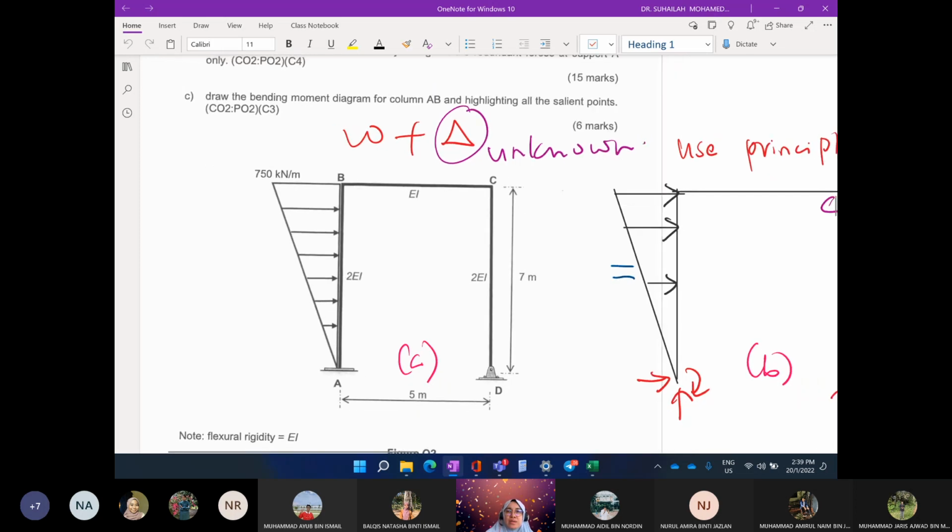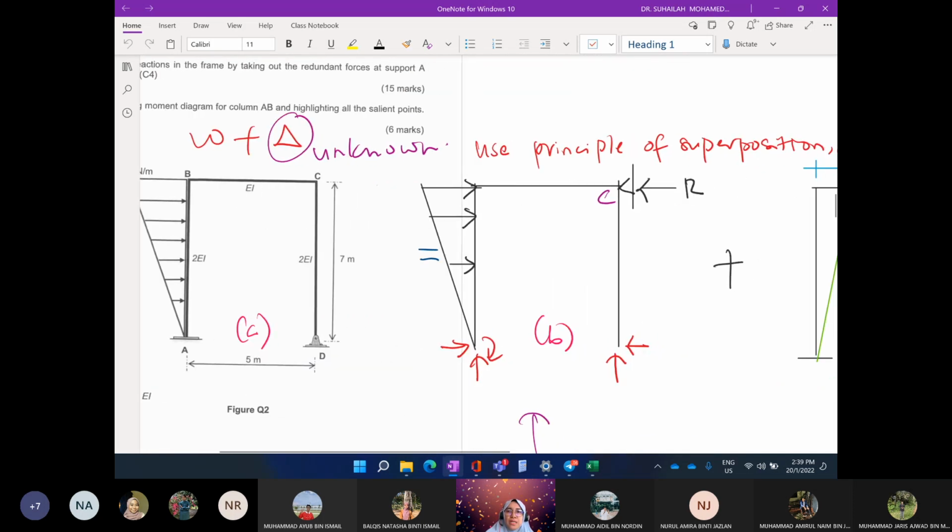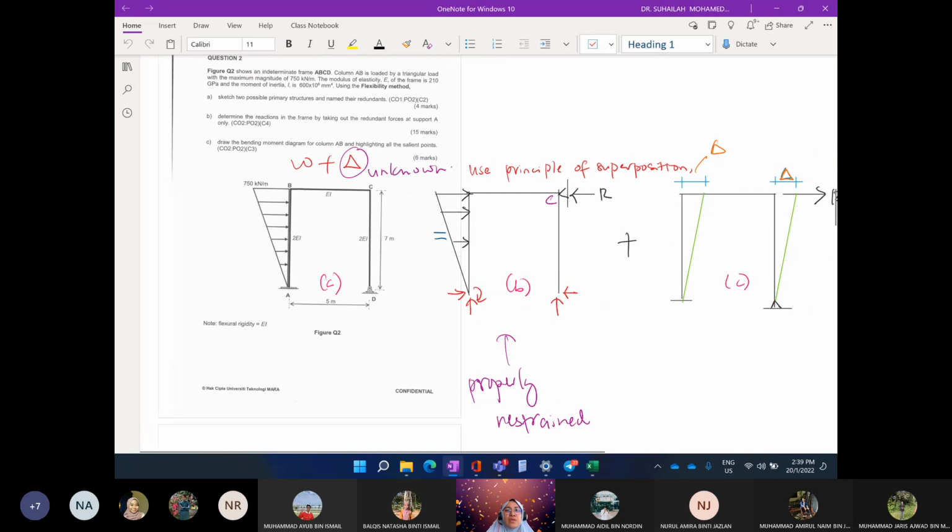But I need to revise a little bit about what actually occurs. It is based on the principle of superposition, where we have to separate W and delta. In order to separate W and delta, in the first diagram, to remove the delta from the system, we have to put an artificial support at C. Due to that, the frame will become properly restrained.